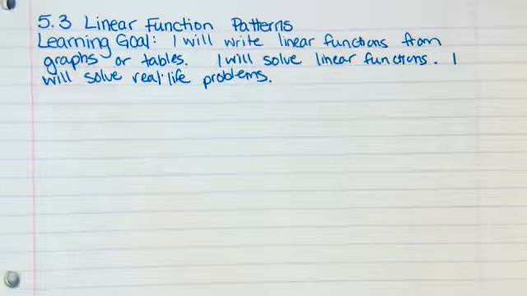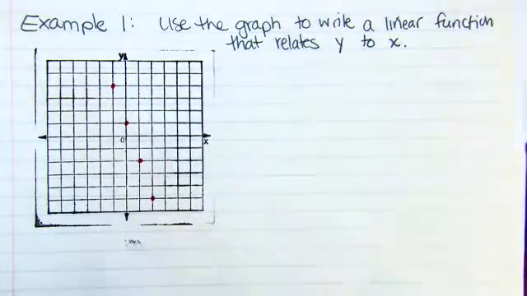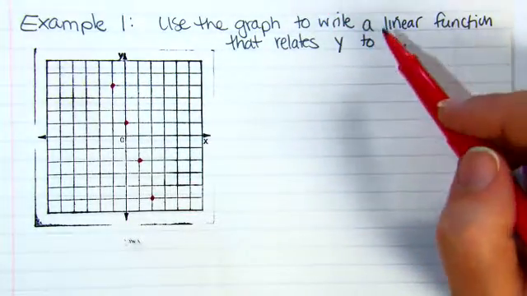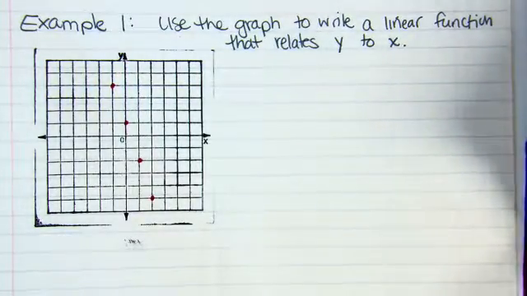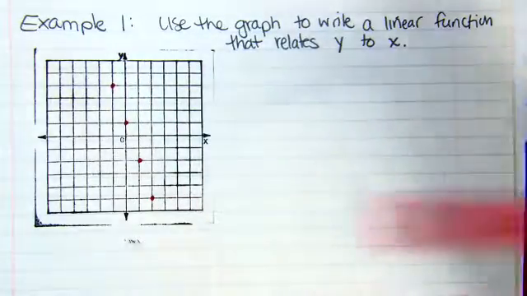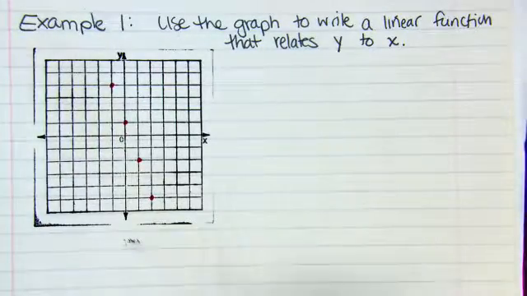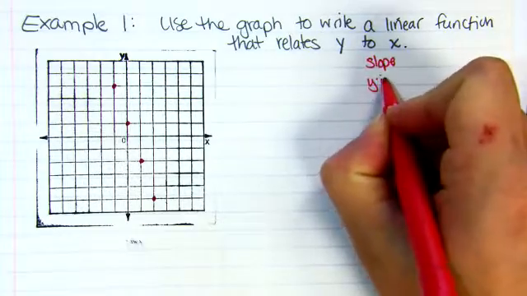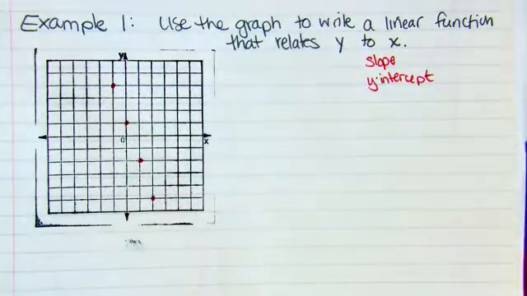To write our linear functions, we're looking at our linear equations, and that's basically what we're writing down. For our first example, we're given a graph. Hopefully you can see the points on that graph. And we're asked to use the graph to write a linear function that relates y to x. All this is asking you to do is to come up with the equation, or the relationship between our input, which is x, and our output, which is y. So to have a linear function, we need a slope and we need a y-intercept. And that will give us a relationship between our y values and our x values.